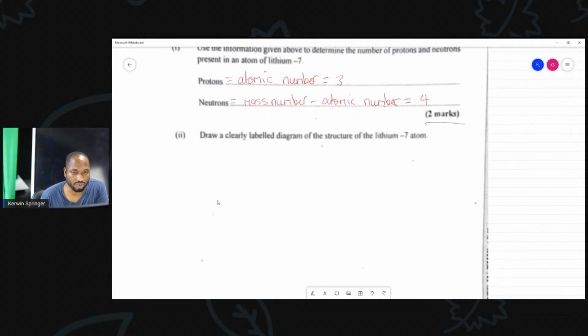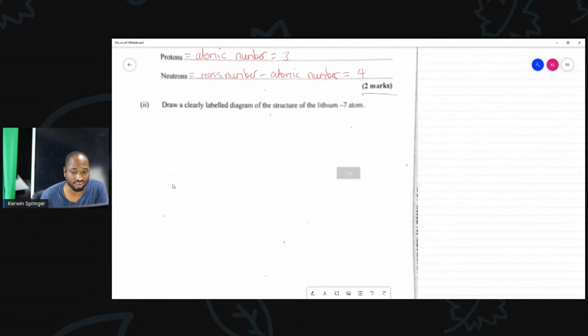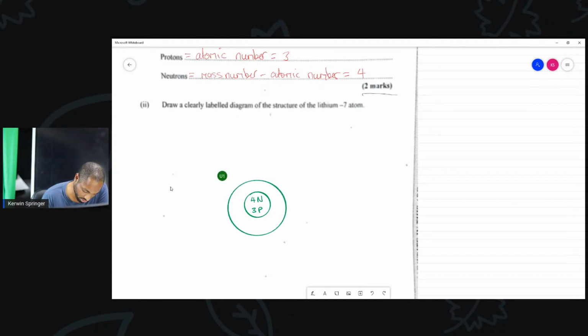Draw a very clearly labeled diagram of the structure of the lithium 7 atom. How many marks? 4 marks. Little circles. 4 neutrons, 3 protons.